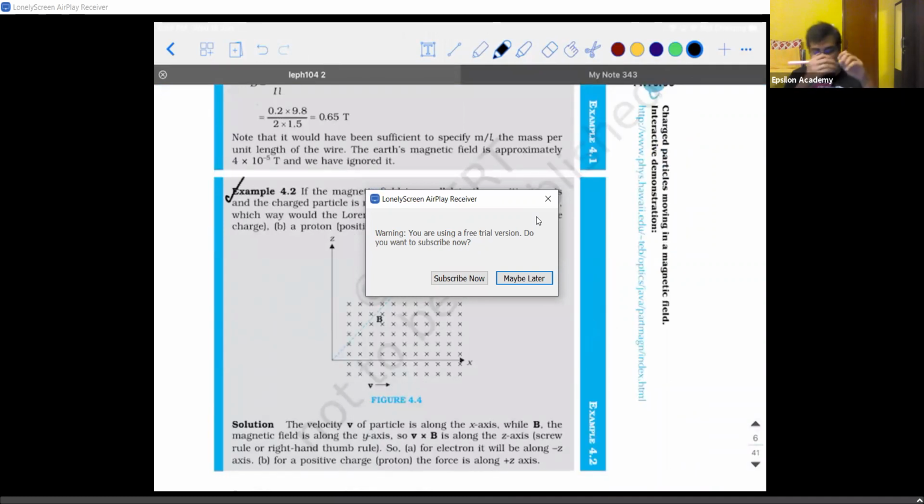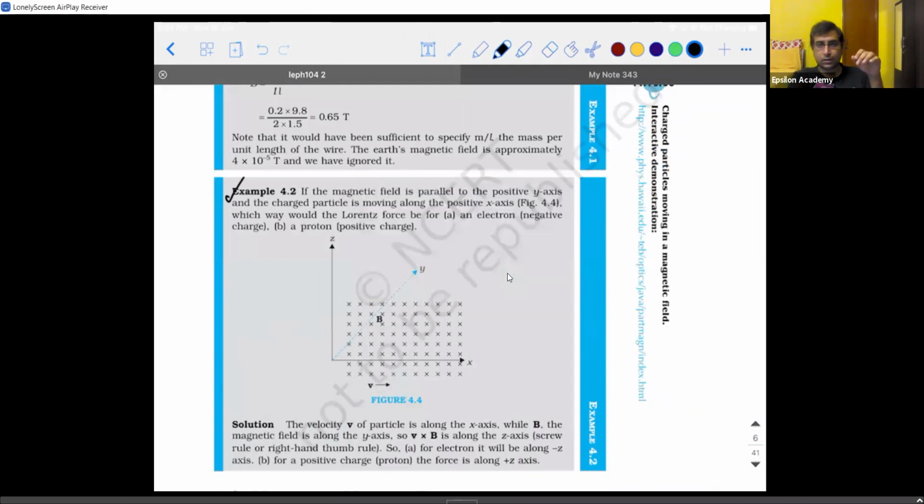So first let's do this. If the magnetic field is parallel to the positive y-axis and the charged particle is moving along the positive x-axis. If the magnetic field is along the positive y-axis, the charged particle is moving along the positive x-axis, which way would the Lorentz force be for an electron and proton? Try it out.